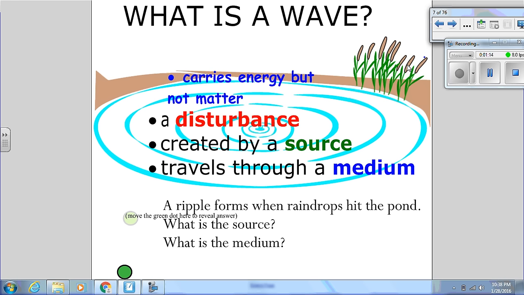Waves are created by some type of source. There has to be some type of source that creates these waves, and they travel through what we call a medium. And medium is just matter, which can be a solid, liquid, or a gas. Look at the sentence below and see if you can figure out the source and the medium. A ripple forms when raindrops hit the pond. What is the source?